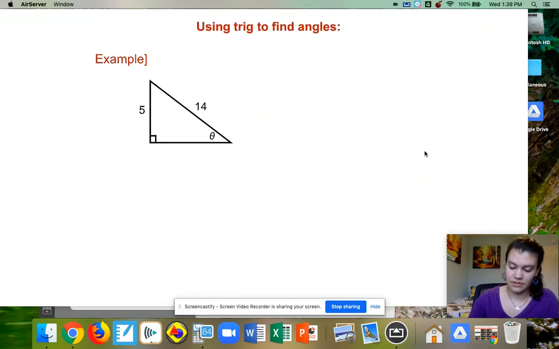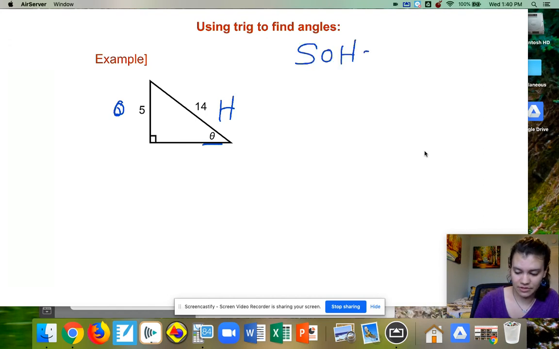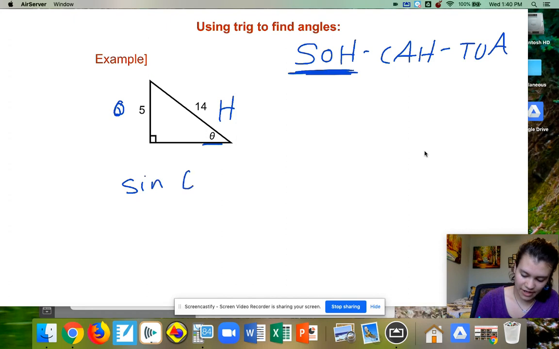All right, so this one, we're going backwards. Here we have two sides, but we're looking for the angle. So you're still going to set it up the same way. 5 is opposite the angle, and 14 is opposite the 90, so it's the hypotenuse. So if we look at SOHCAHTOA, we have opposite and hypotenuse, so we want to use sine. So sine of your angle, in this case we don't know it, so sine of theta is opposite over hypotenuse.